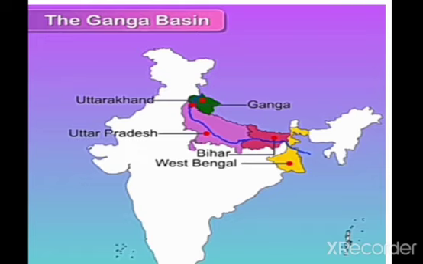See the map carefully. The Ganga river flows through the states of Uttarakhand, Uttar Pradesh, Bihar and West Bengal. Okay, children, so the Ganga river flows through all these 4 states. What are the states, children? Yes, Uttarakhand, Uttar Pradesh, Bihar and West Bengal.